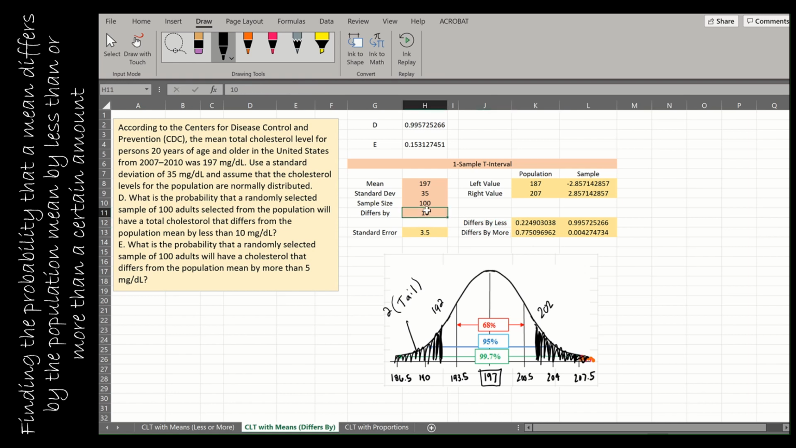Again, if I put in more than 5, so I'm going to put equals 5, my solution was 0.1531, and again, differs by more, 0.1531. So I get the same solutions. Again, you just want to set it up the exact same way we did it by hand, but use the cells as inputs instead.